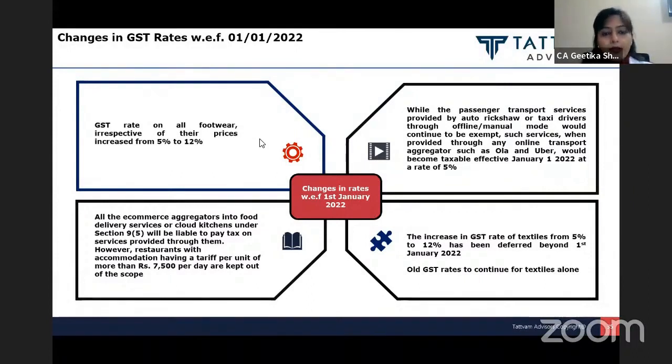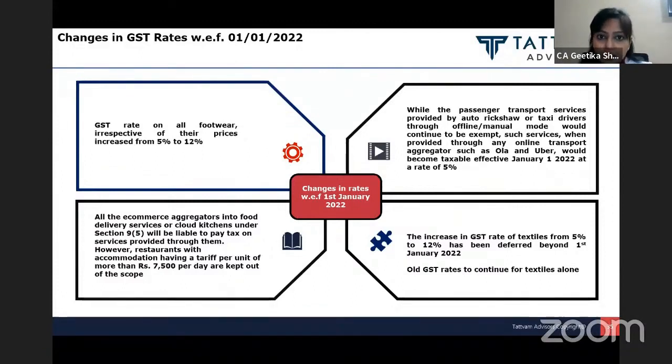Another very, very important and critical change that has come up in the e-commerce sector is they have brought restaurant services within the ambit of e-commerce sectors. So now any restaurant serving through e-commerce, like your Swiggys and Zomatos of the world, the liability for restaurant service shifts from the service provider to the e-commerce operator. The only exception is hotels which have restaurants and a tariff of more than 7,500 per day.